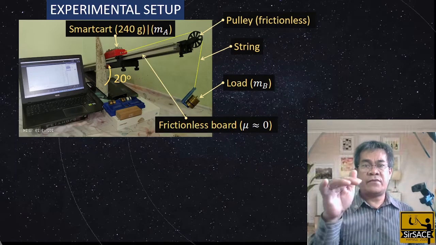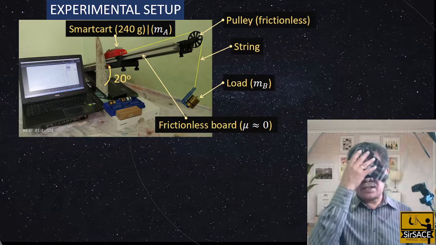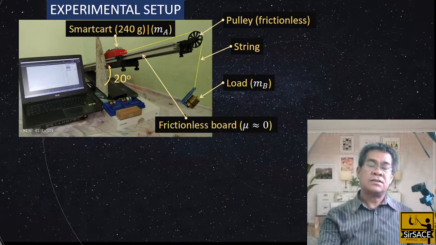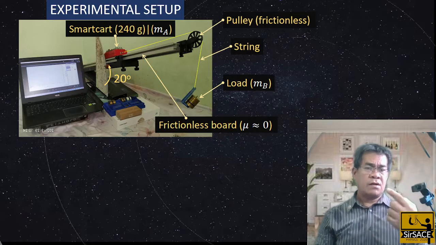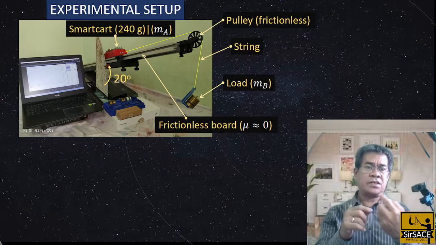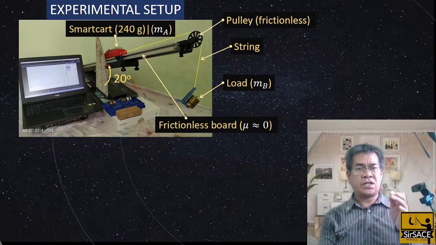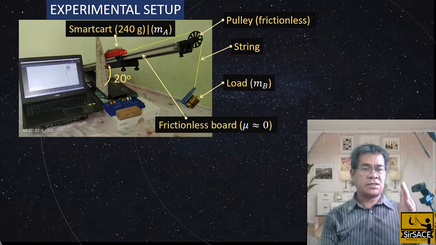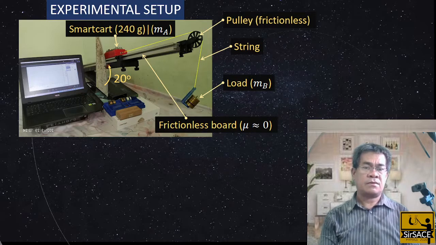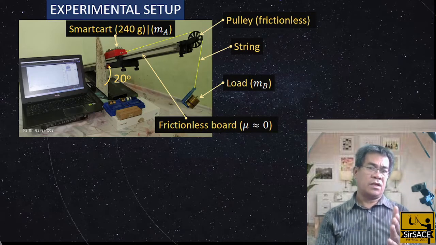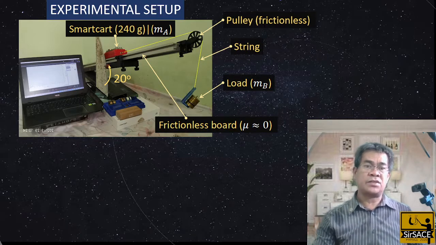Then the friction board is frictionless. The inclined plane is frictionless, and by the way, the wheels of the cart are a very low-friction system. So we can ignore the friction between the board and the cart. Meaning the cart will move only because of the tension in the string. We can ignore friction in this experiment.